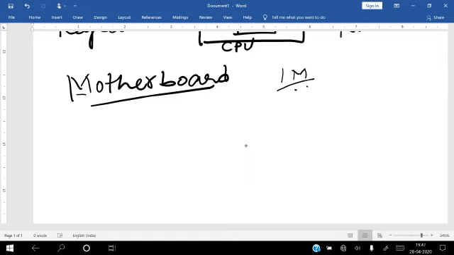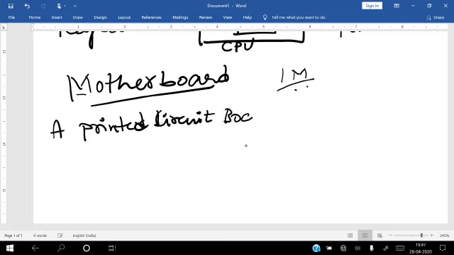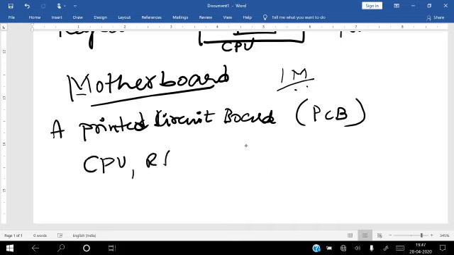And if you go for the definition, a motherboard is known as a printed circuit board, that is PCB, that connects all the components of the computer like your CPU, RAM, expansion cards, graphic cards, etc.